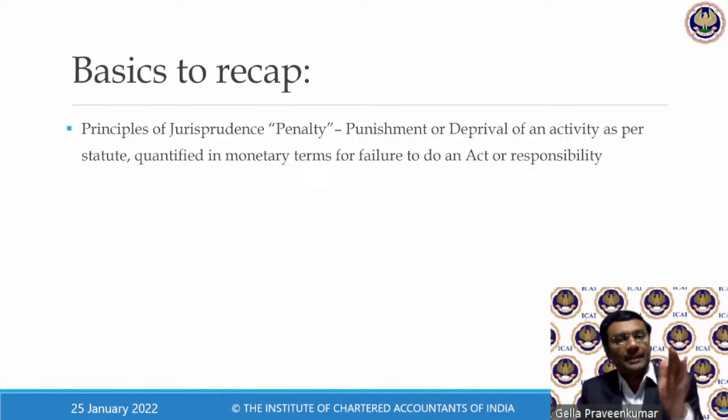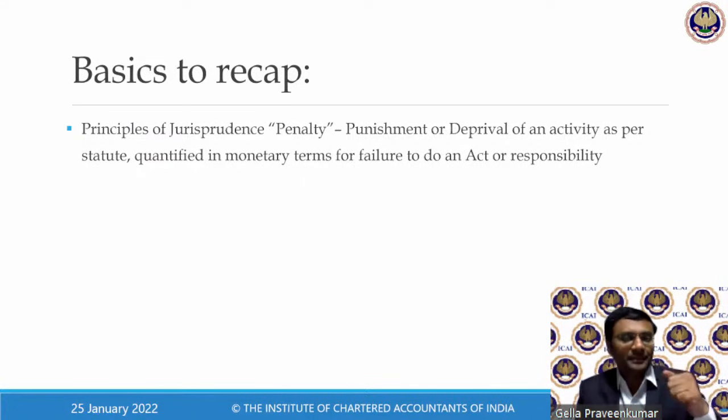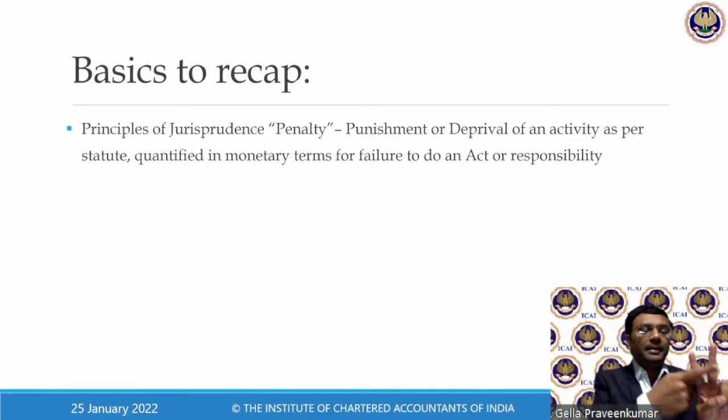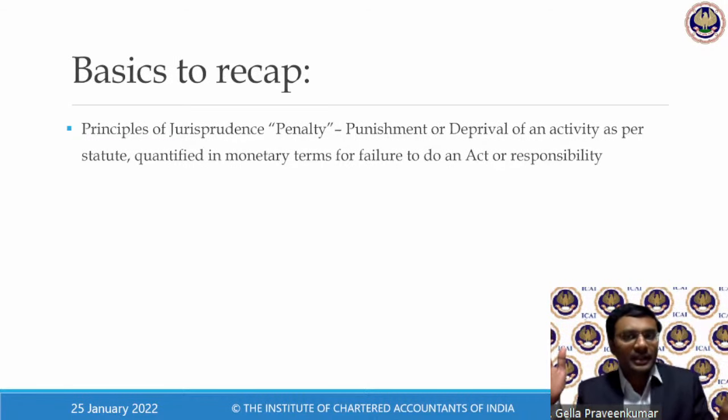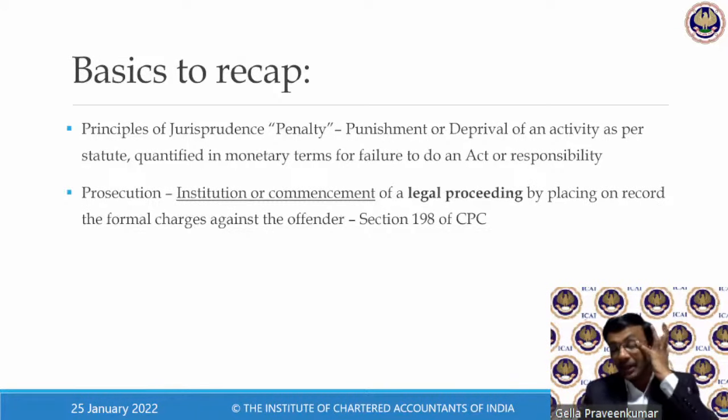How does the punishment happen in the tax law? One, you will be punished with a value, that is money, which needs to be paid, or you will be punished with a deprival, where you will be barred from filing returns, or barred from preparation of an e-waybill. Either of these two are referred to as penal provisions. Prosecution.